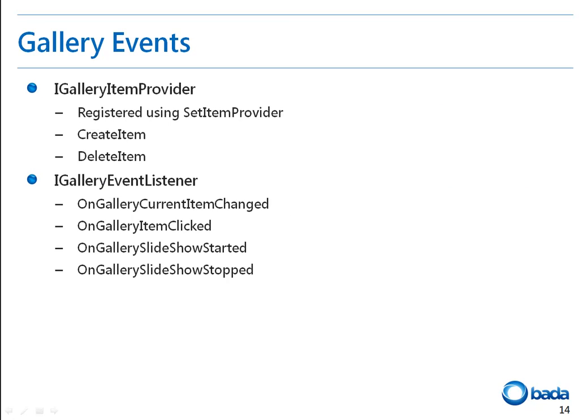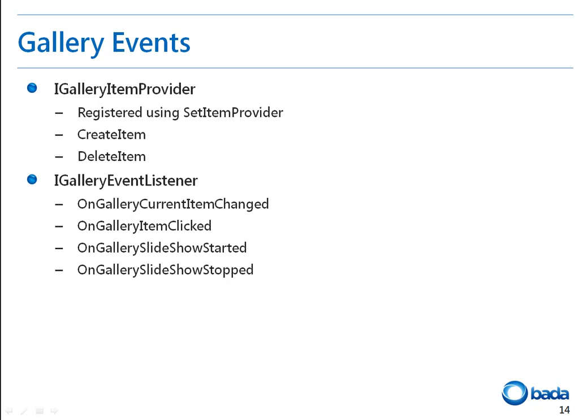The iGalleryItemProvider item defines the methods for the gallery item provider. The application that needs to use the gallery must implement the iGalleryItemProvider item and register the provider instance by using the setItemProvider method of the gallery. It provides the create item and delete item callback functions for the creation and deletion of the items respectively.